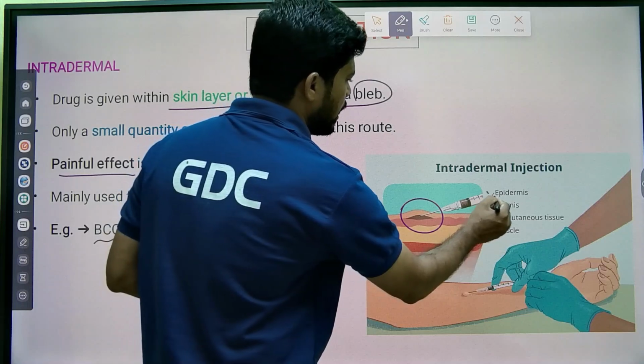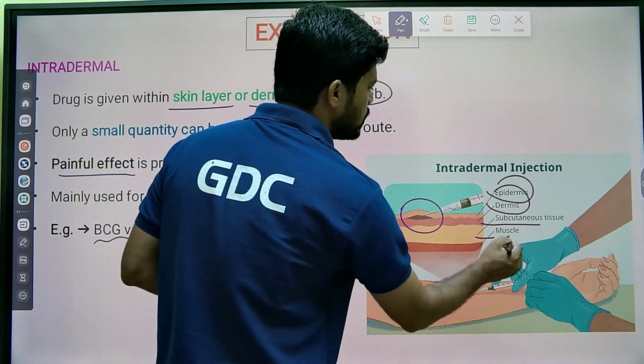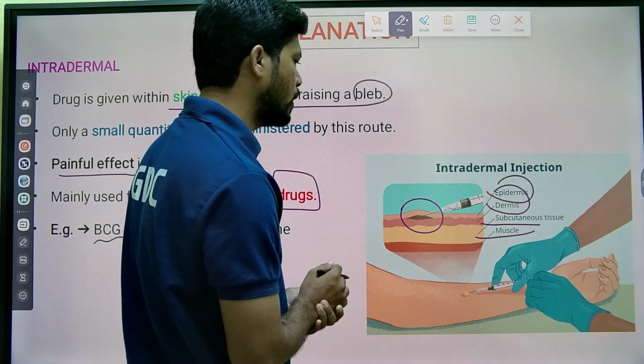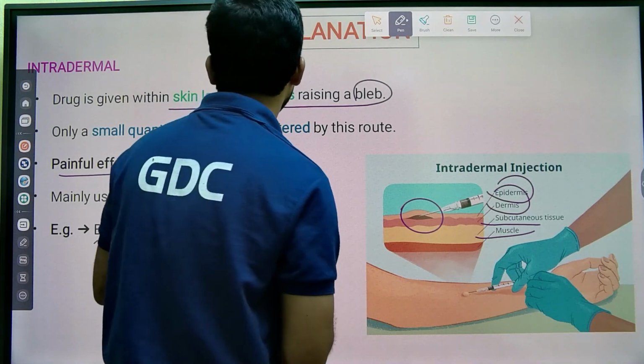So this is the epidermis, this is the dermis, this is the subcutaneous tissue, this is the muscle tissue. So directly into the dermis we are giving the drug, below the epidermis.